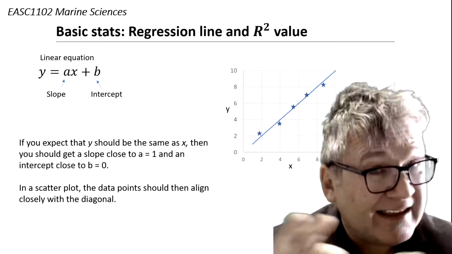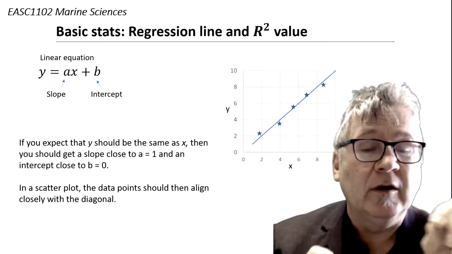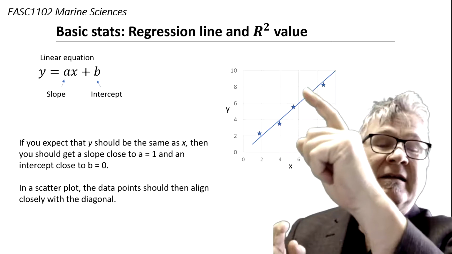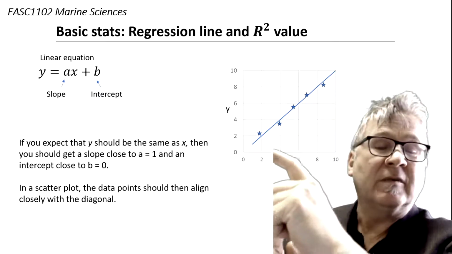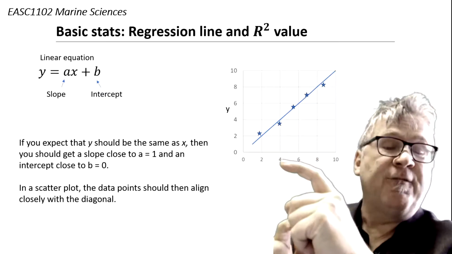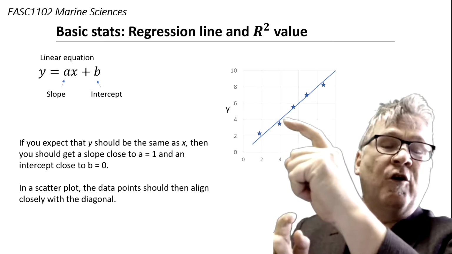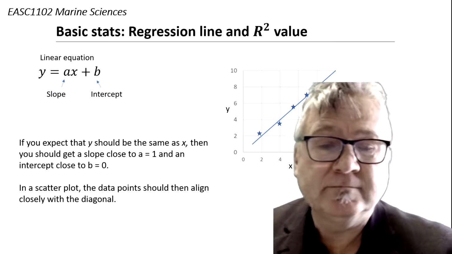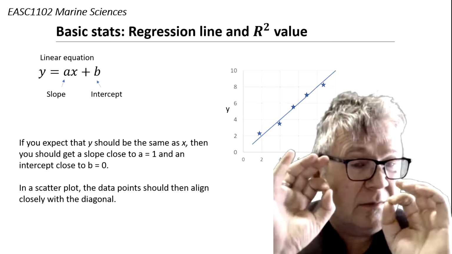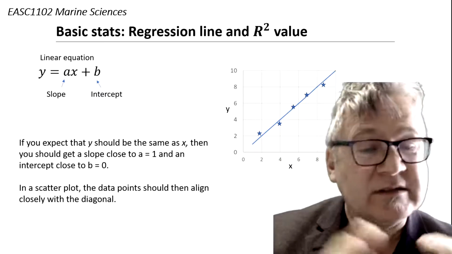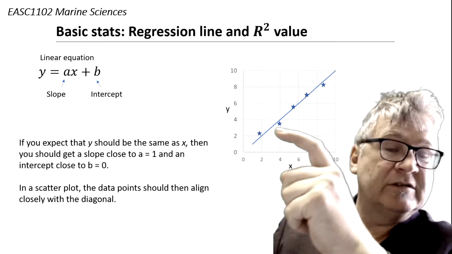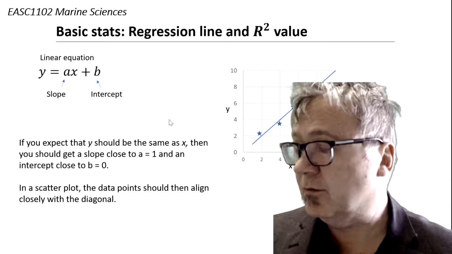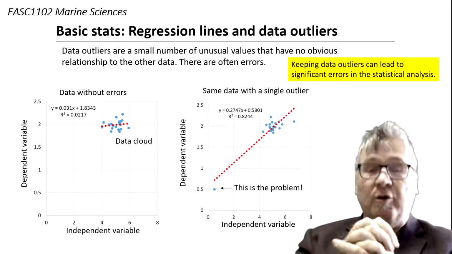If you now plot the data in a scatter plot, what you expect is that your data are along a line, the diagonal. So if you get a 4 on the x-axis, you get a 4 on the y-axis. This is what you expect. And if you get a high correspondence, then the data should sit on that line. So that's one thing.